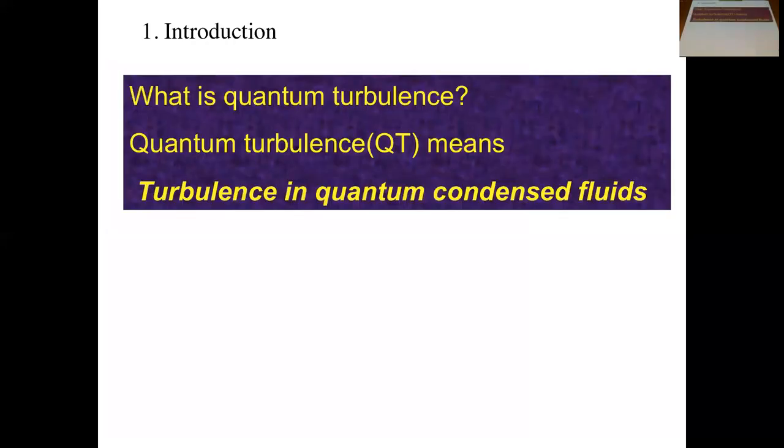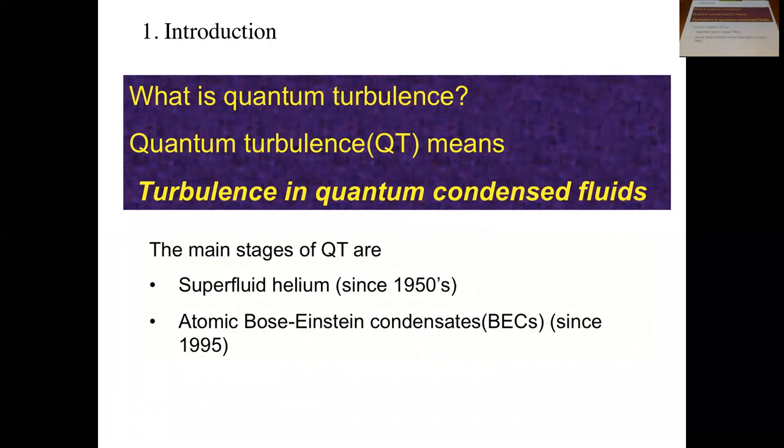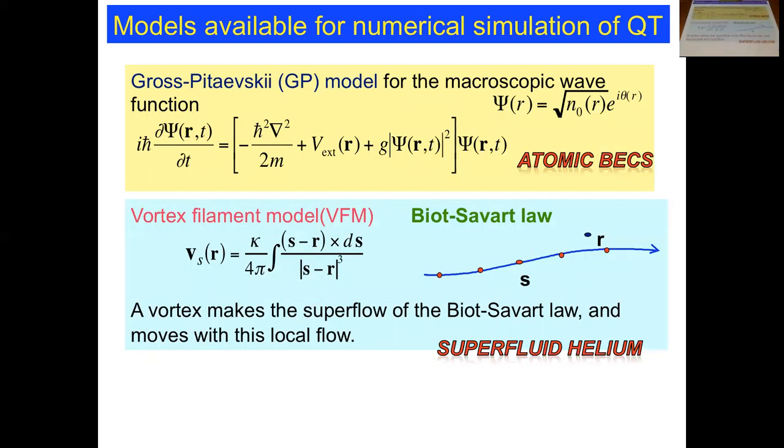So let me start with the introduction. What is quantum turbulence? Quantum turbulence means turbulence in quantum condensed fluids. And historically, we have two systems. The main stages of quantum turbulence are, one is superfluid helium since the 1950s. The other is the atomic Bose condensates since the discovery in 1995. And we have two models available for numerical simulation of quantum turbulence. One is the Gross-Pitaevskii model, which is used for atomic BECs. The other is the vortex filament model, which is used for superfluid helium.